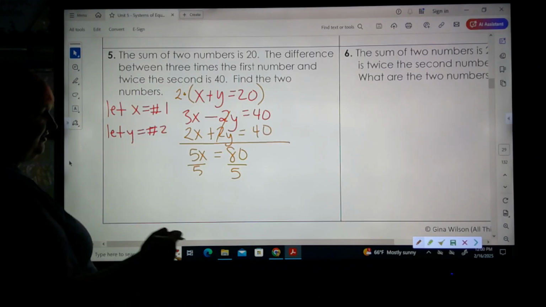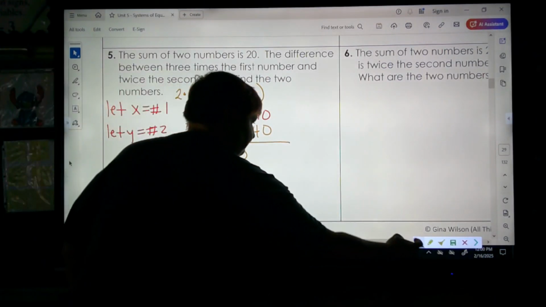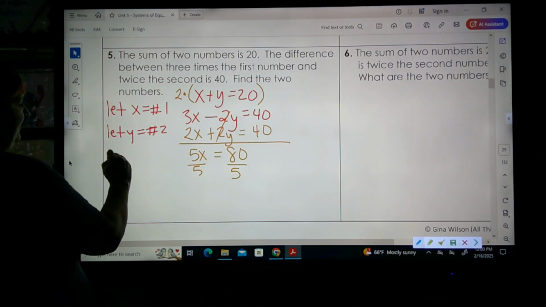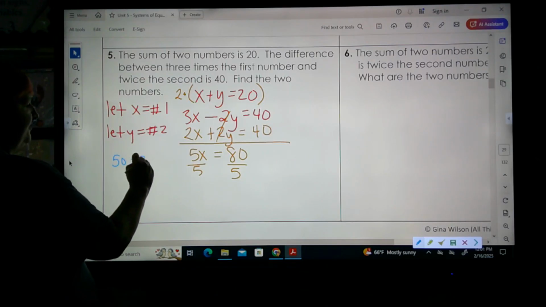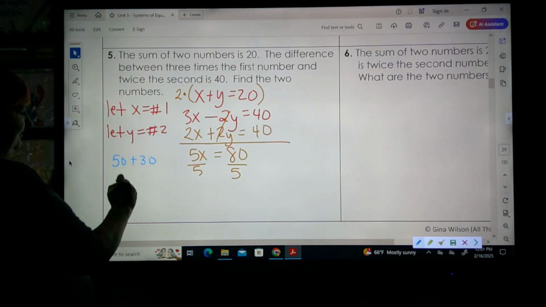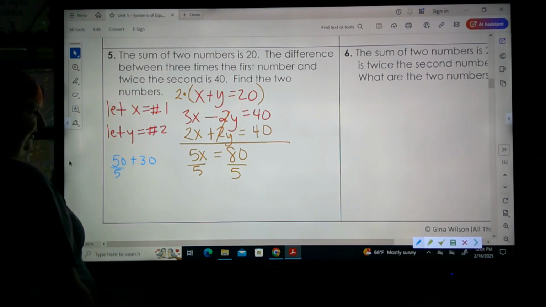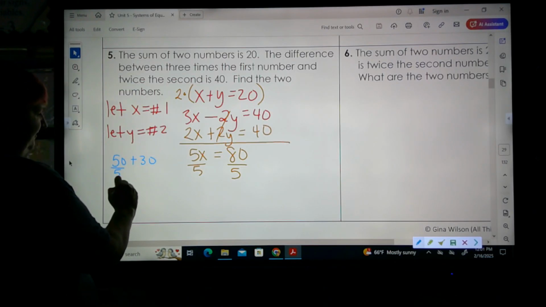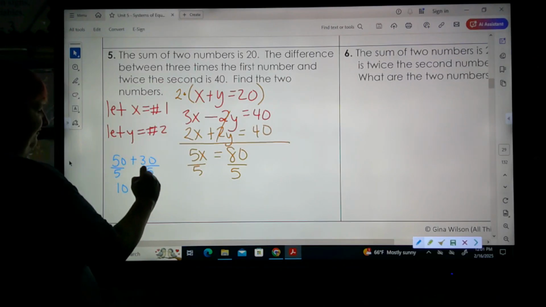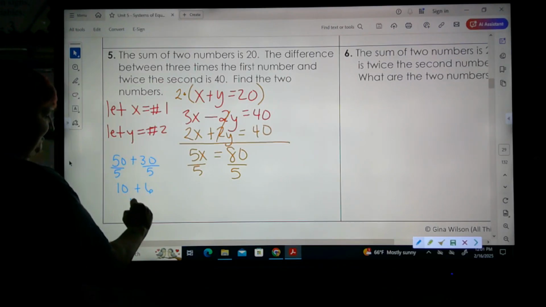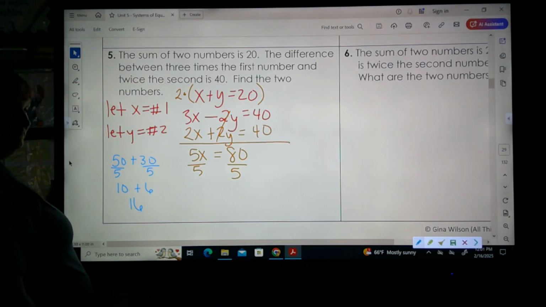How did I get that? Okay. 80 is 50 plus 30. 50 divided by 5 is 10. 30 divided by 5 is 6. 10 and 6 is 16. Math in your head, buddies.